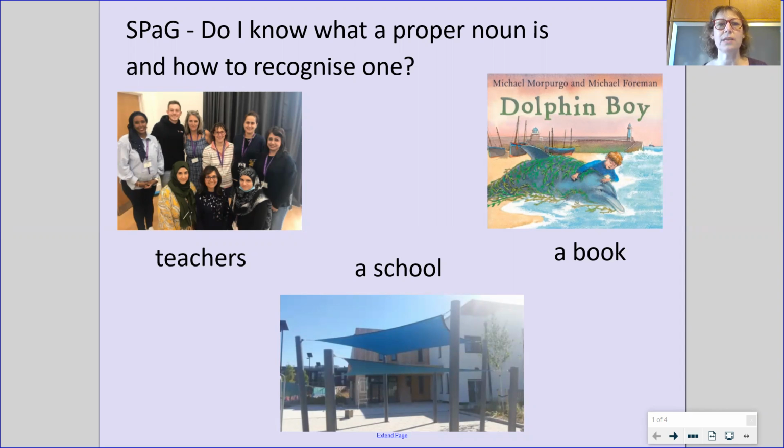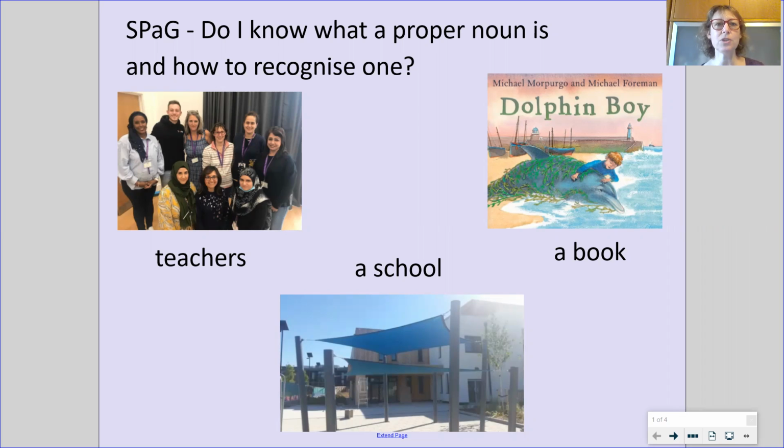What do you notice about all of those words? Jim, Smiler, Diwali, Christmas, Langley, Slough. That's right, they all start with a capital letter. So proper nouns, the names of things, always have a capital letter.